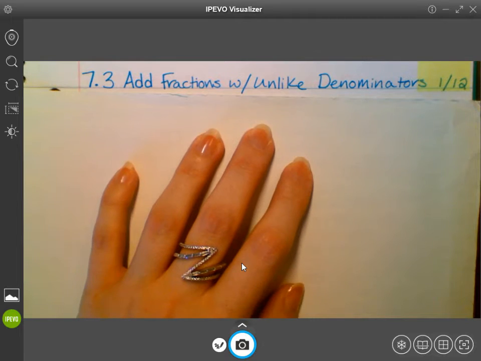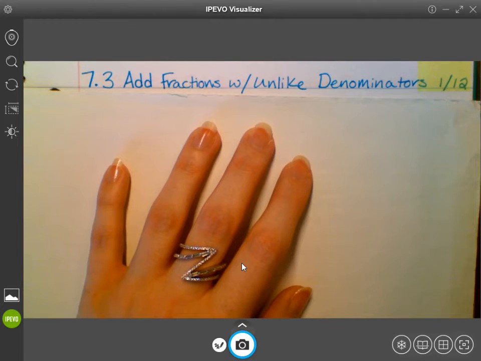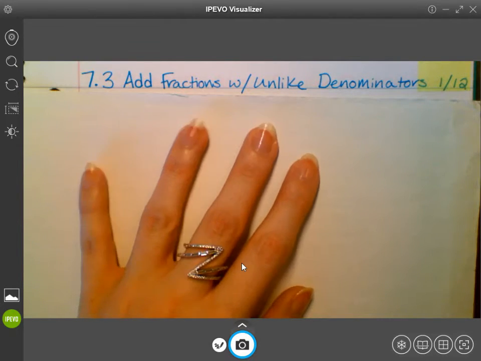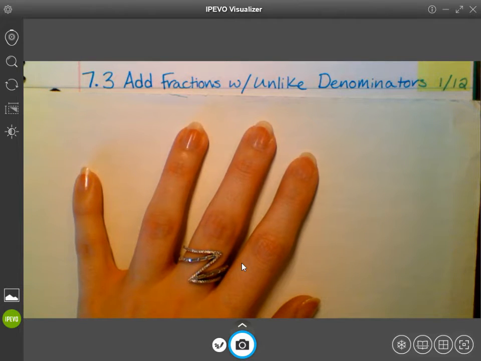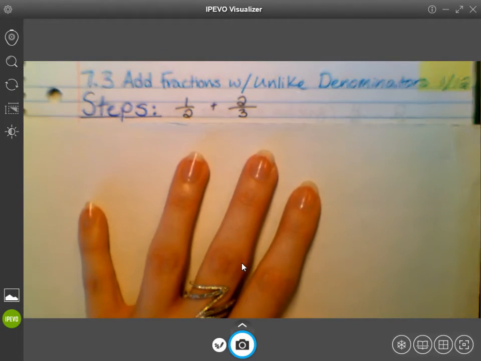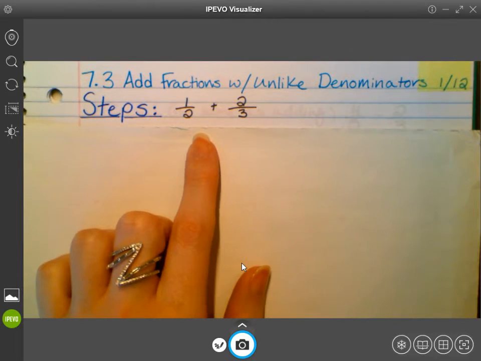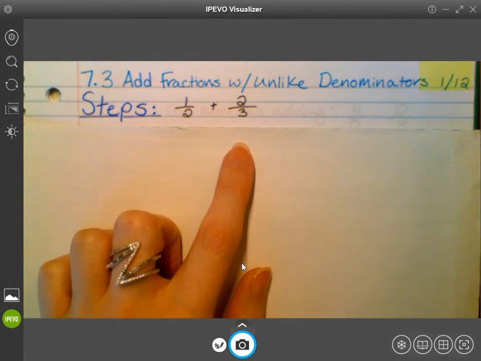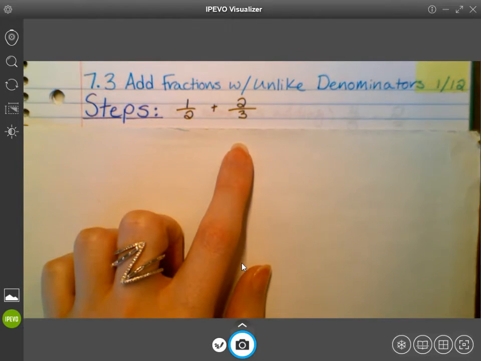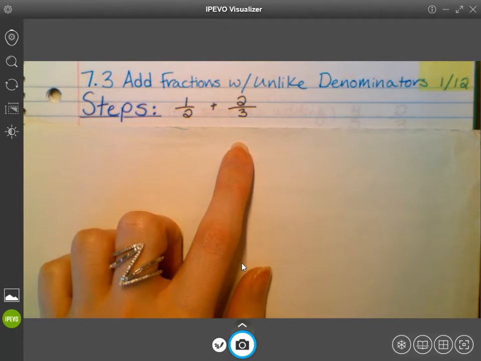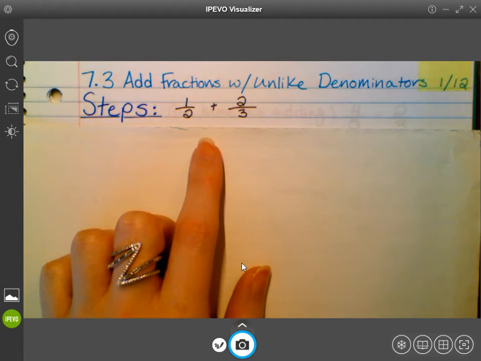Okay, 5th grade, we're going to get right into how we add fractions with unlike denominators, or denominators that aren't the same. So, steps. We're going to be using these two fractions as our example, 1/2 plus 2/3. And remember, take good notes, don't rush, and ask questions. Those are the keys to success with fractions. Give me a thumbs up when you've taken your time and written this down.